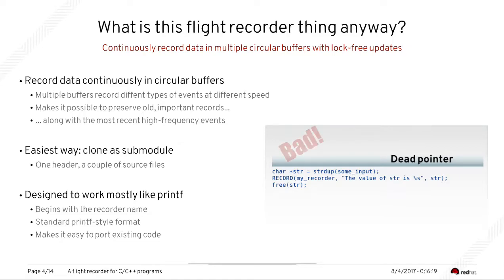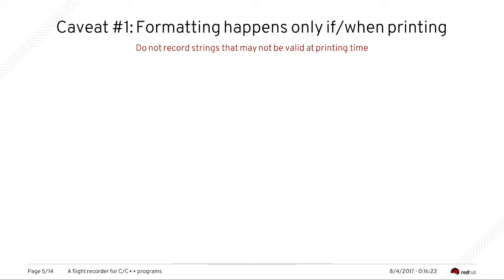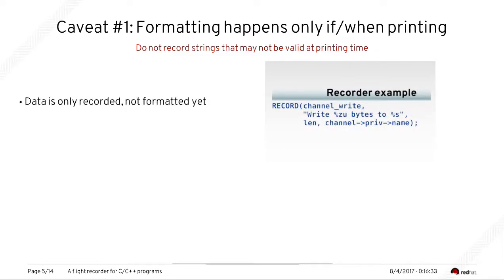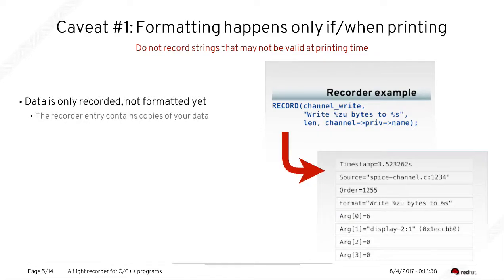There are some caveats that I'm going to focus on next. The number one is that formatting happens only if and when printing. So you do not want to record strings that may not be valid at printing time. When you execute a record statement, data is only recorded. It's not formatted yet. The recorder entry contains copies of your data, like a timestamp, the source location, a global order that lets the recorder sort things when you dump them, your format, and then the arguments that you pass to the record. Now, if this is a string argument, we only copy the pointer. We don't copy the string itself.